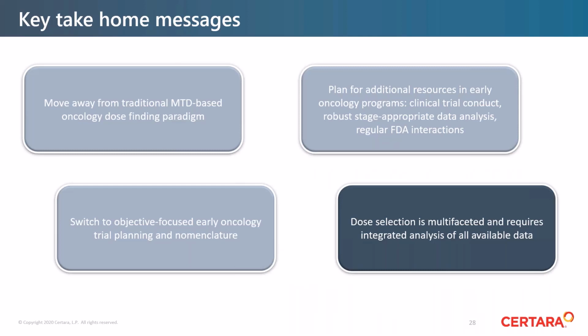Now to conclude, here are the key take-home messages from the Project Optimus paradigm change. So we have to move away from the traditional MTD-based oncology dose finding paradigm. We have to plan for additional resources in early oncology programs, so to support clinical trial conduct, but also for robust stage-appropriate data analysis, like dose response, exposure response, PK/PD analysis. We have to plan also for regular FDA interactions related to dose selection. We have to switch to objective-focused early oncology trial planning and nomenclature.